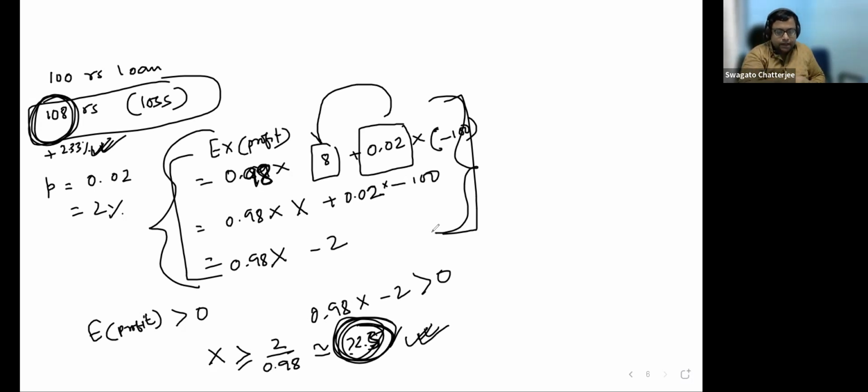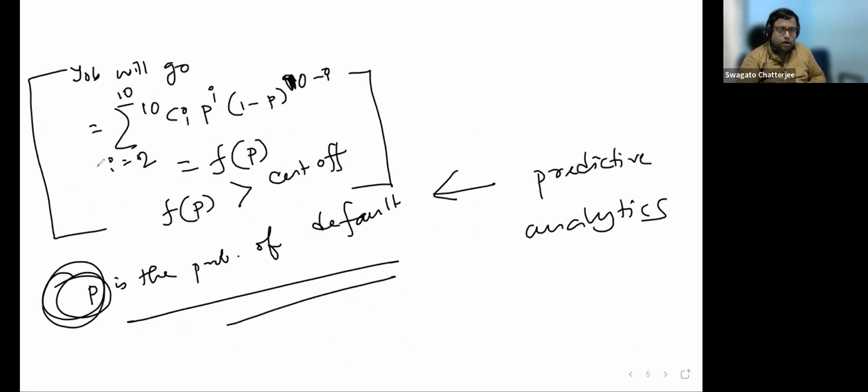Now, let's say I'm a bank and I get around 10,000 applications every year. Out of those 10,000 applications, the probability of defaulting is some X amount. I have to decide how many applications I will pass and how many applications I will stop, more or less within a particular default range also. So that decision I have to take using this particular formula.